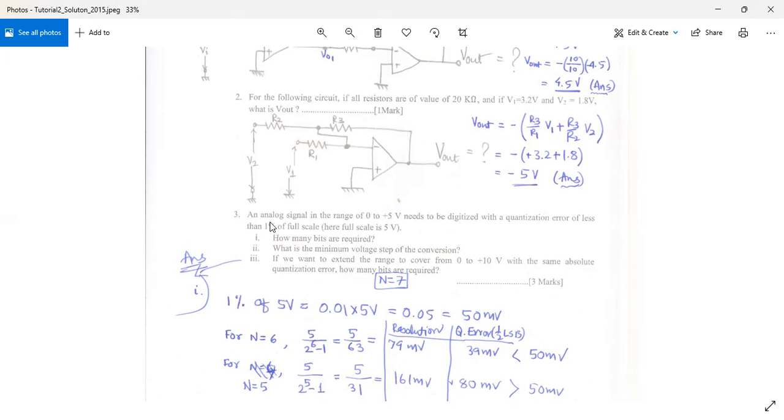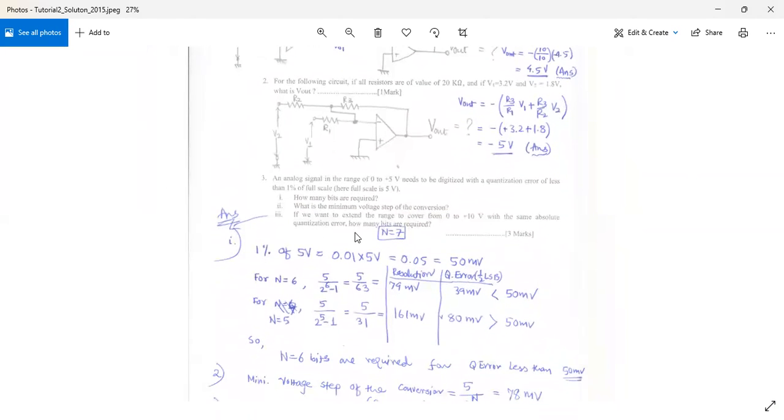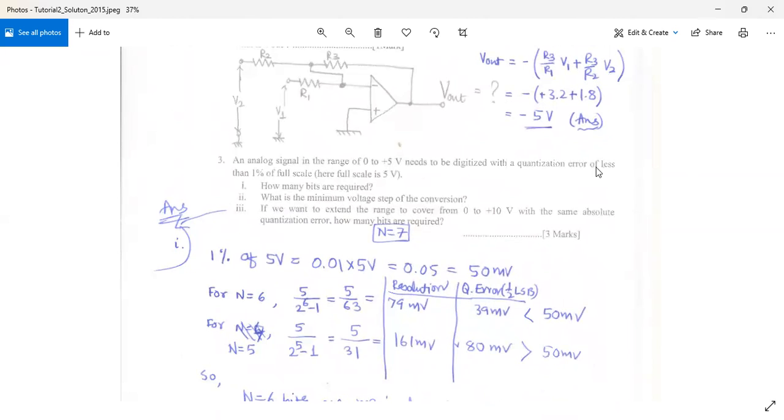So quantization error is basically half the least significant bit, isn't it? Or we say half the quantization value. The quantization error is basically 0.5 times the resolution, right? Okay. So if you want a quantization error to be less than 1%, the first thing that we need to identify is 1% of 5 volt, which is equivalent to 50 millivolt. So now we know that our quantization error has to be less than 50 millivolt.